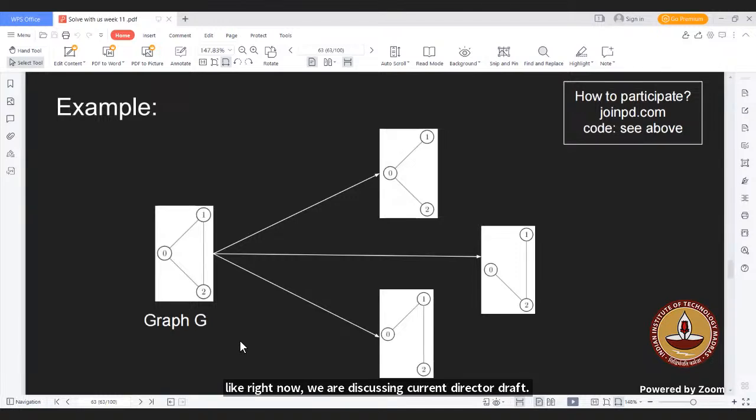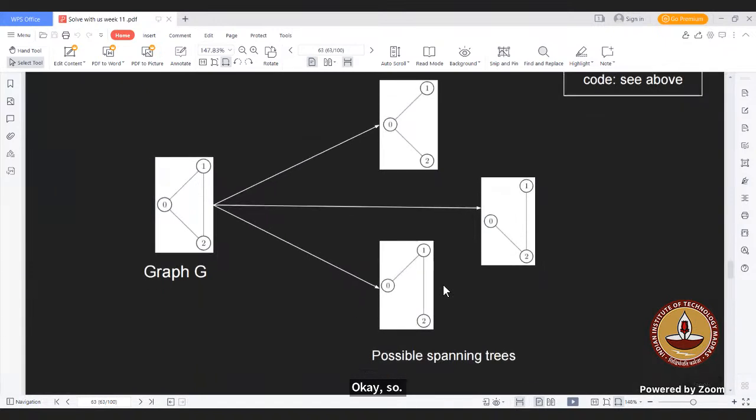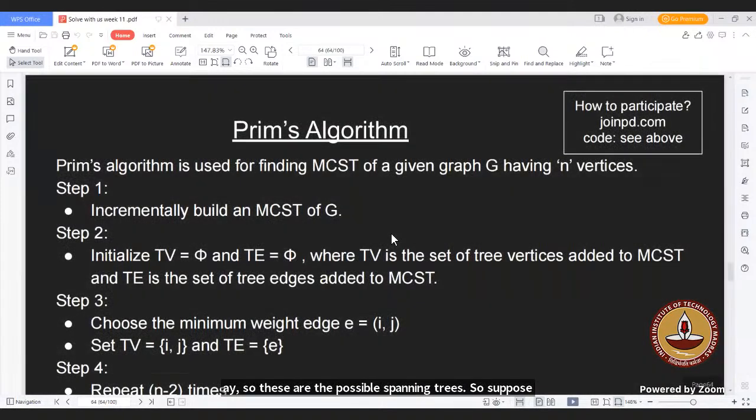Yeah, we'll see. This is a graph G. We have to find a subgraph which connects all the vertices. These are the 3 possible subgraphs, 1, 2, and 3, which connect all the 3 vertices, right? Yes, sir. So these are the possible spanning trees. We'll just study further right now.